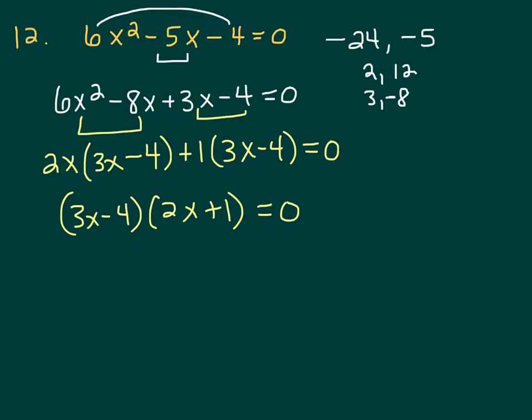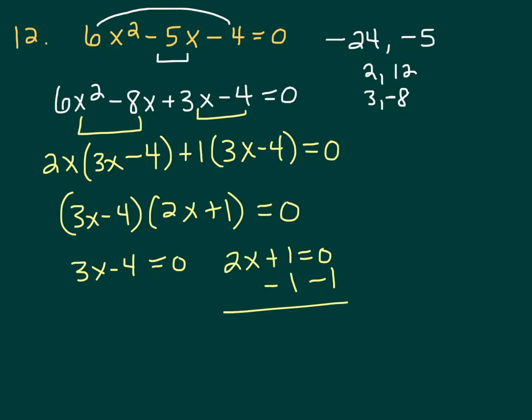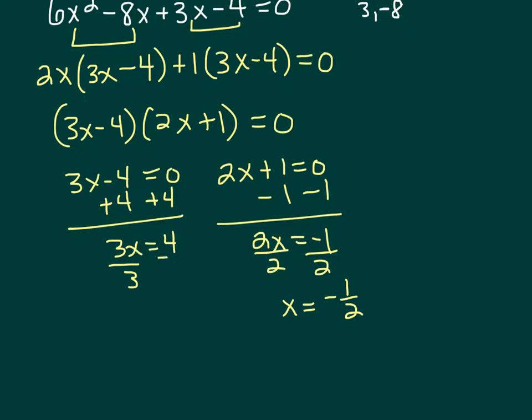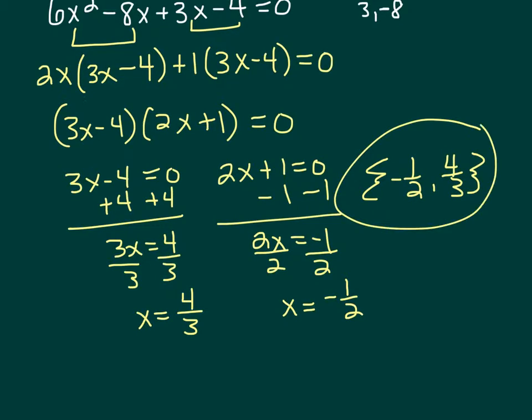Now we're factored. To solve, set each factor equal to 0. Either 3x minus 4 equals 0 or 2x plus 1 equals 0. Solve this one over here. Isolate the x like you've done many times before. Divide by 2. X equals negative 1/2. Over here we're going to add 4 to get 3x equal to 4. Divide by 3, and x is equal to 4/3. So our two answers, negative 1/2 and 4/3 in solution sets.